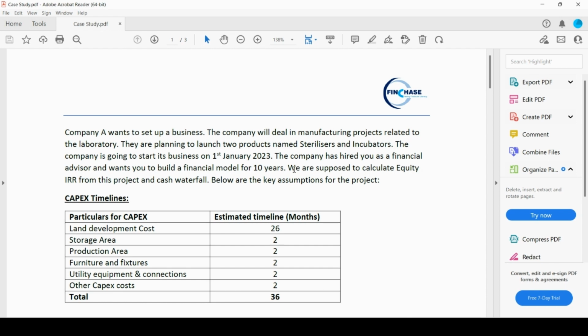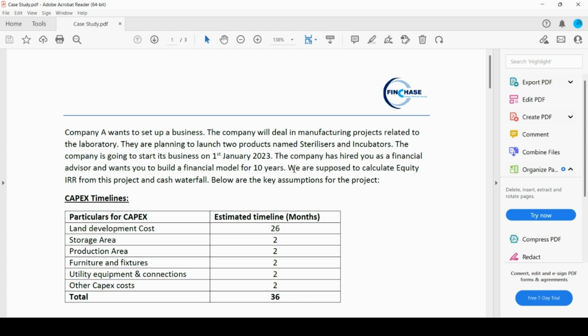This case study says that there is a company A which wants to set up a business, right? Now the company will deal in manufacturing projects related to the laboratory, so the company will be manufacturing products which are related to the labs, right? Now, as a starting point, the company is planning to launch two products, or they are going to produce only two products. The names of the products are sterilizers and incubators, right?